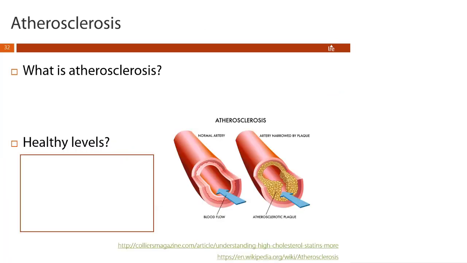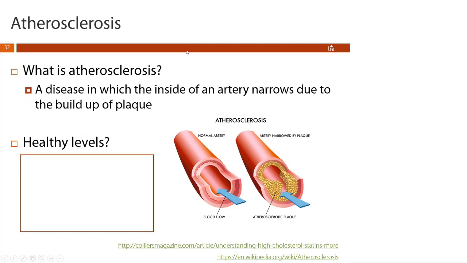Okay, so remember from the last slide, we said one of the possible fates of a low-density lipoprotein particle is that it can be broken down by macrophages and deposited as plaque in your arteries. This is a disease known as atherosclerosis, and this is where your arteries narrow due to the buildup of this plaque. And so we can tell if you're at risk for this by measuring your serum concentrations of cholesterol and triglycerides. So what are the healthy levels?